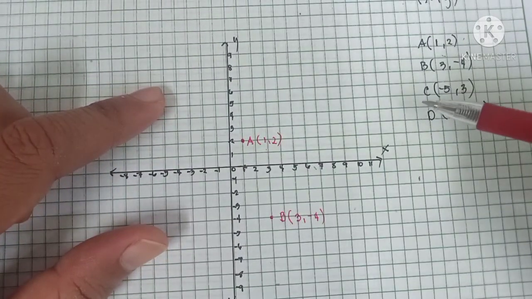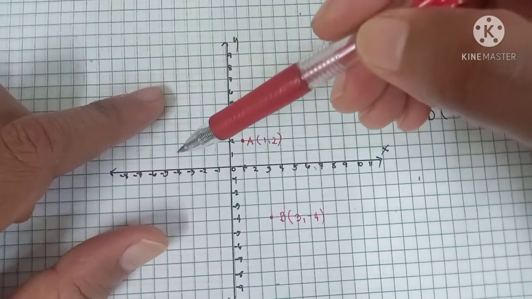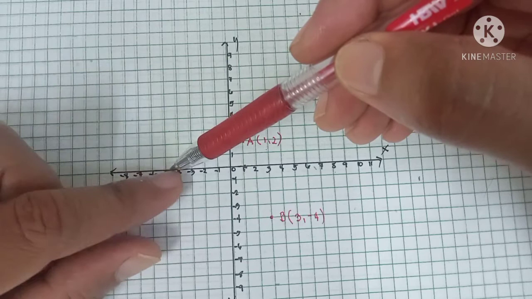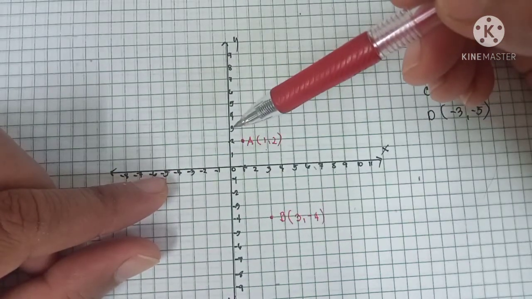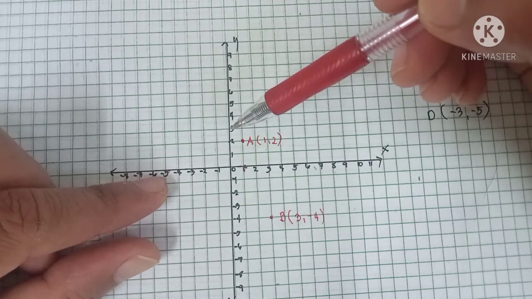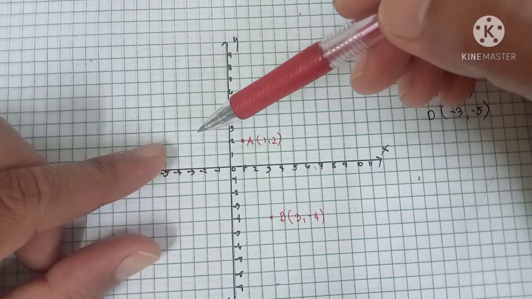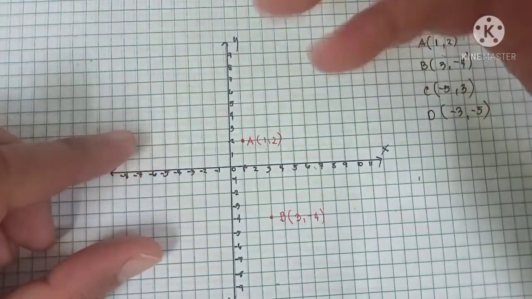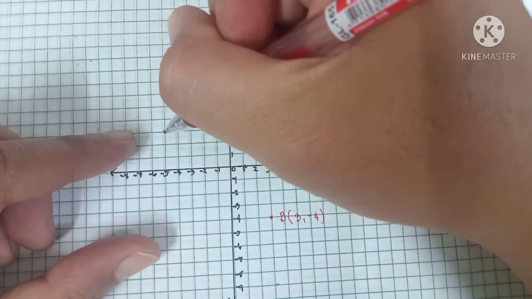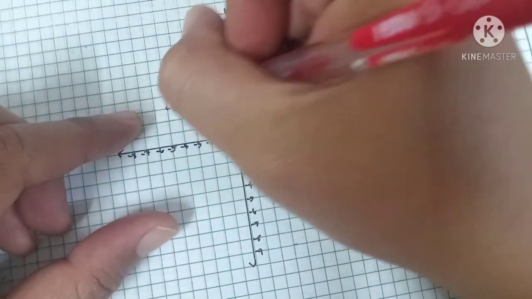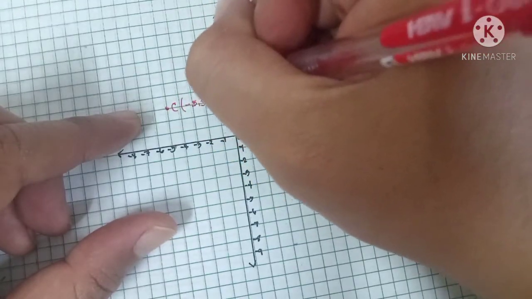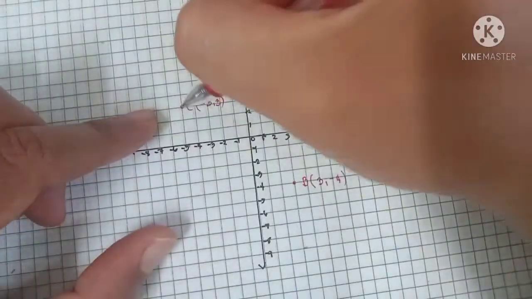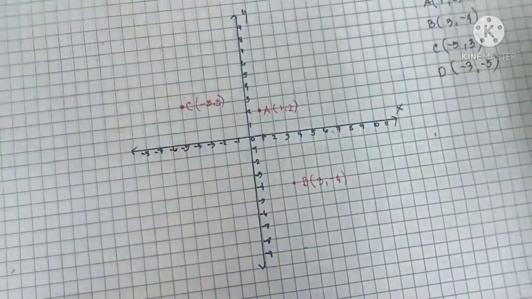So where can we locate our point C, negative 5, 3? So negative 5 on x, okay, and positive 3 on y. So we're going to meet those 2 points, follow the straight line going to our quadrant number 2, and this is our point C, having a coordinate of negative 5, 3. So this point here. Okay?